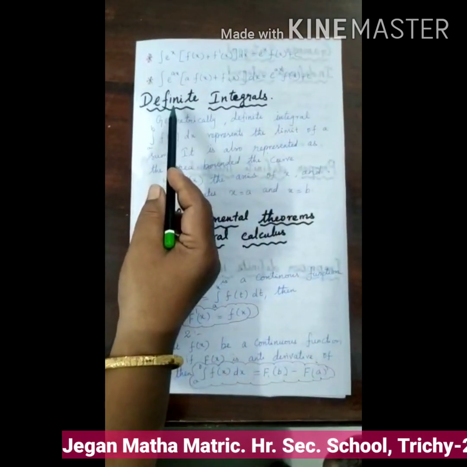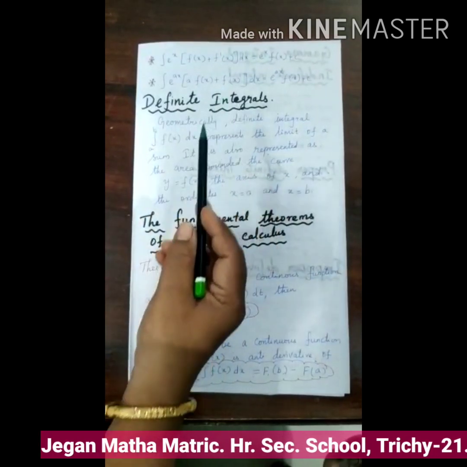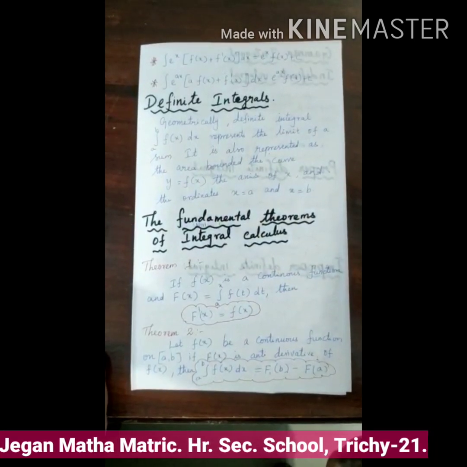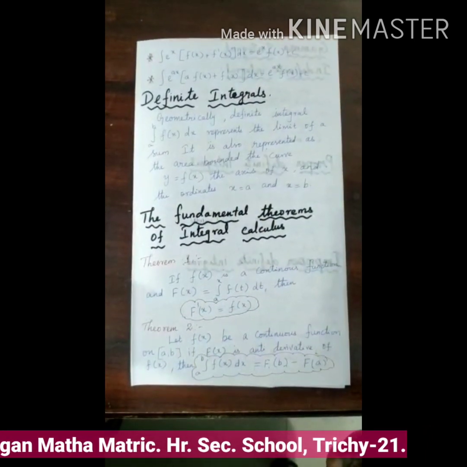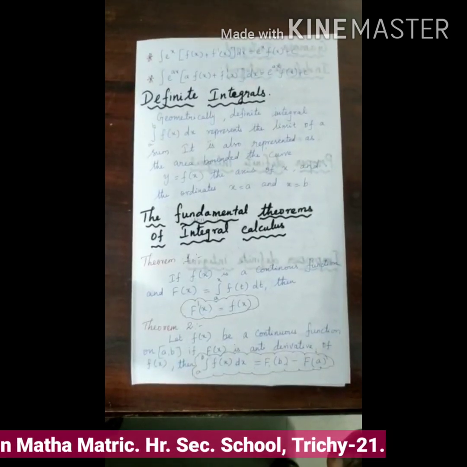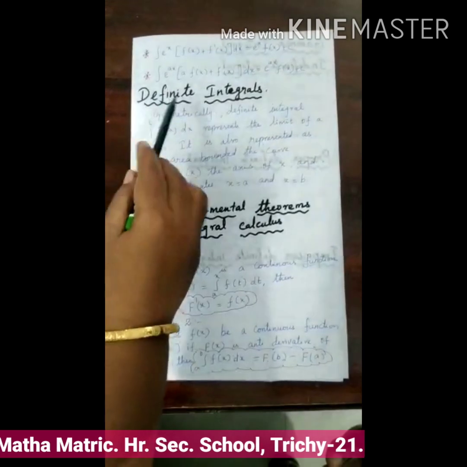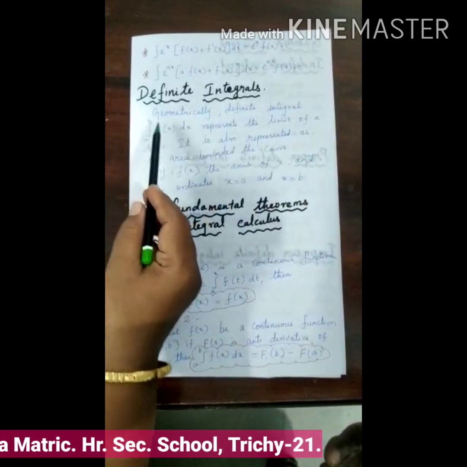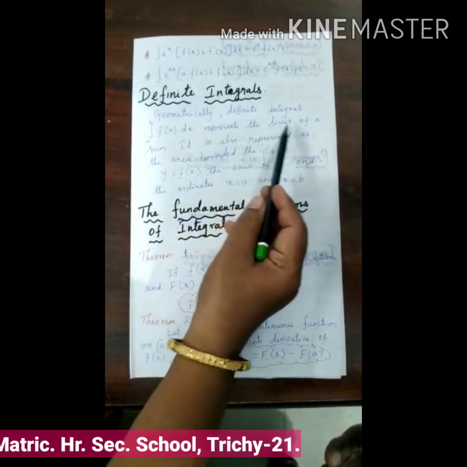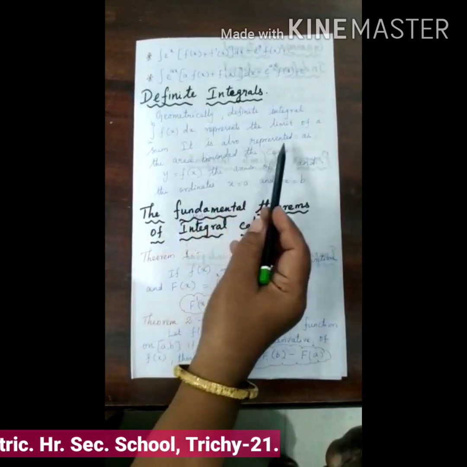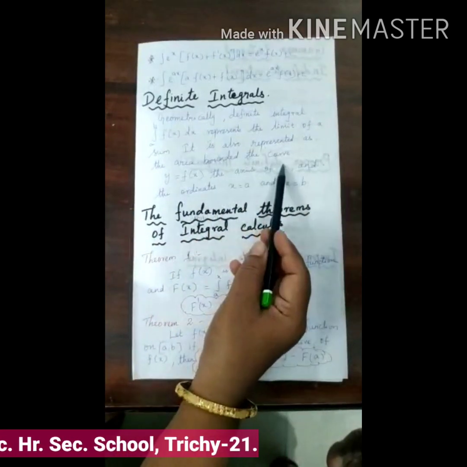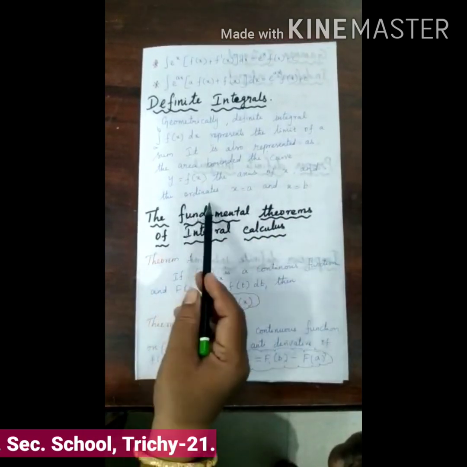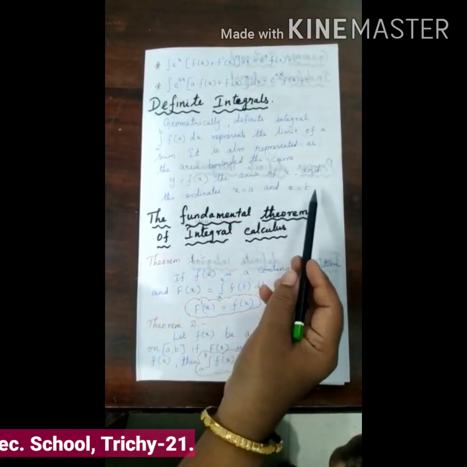Next we are going to see definite integrals. So far we learnt about indefinite integrals on elementary algebraic, exponential, trigonometric and logarithmic functions. Now we are going to study about the definite integrals. Geometrically, the definite integral, integral of a to b f of x dx, represents the limit of a sum. It is also represented as the area bounded by the curve y is equal to f of x, the axis of x, and the ordinates x is equal to a and x is equal to b.